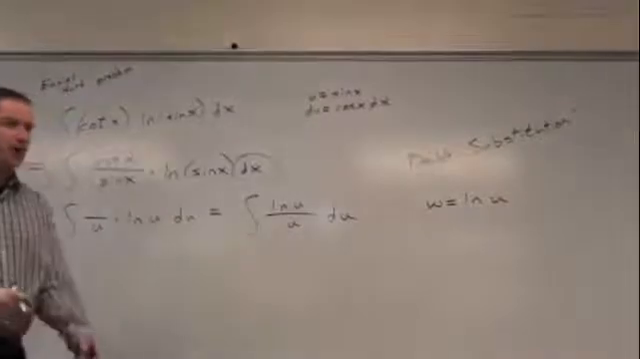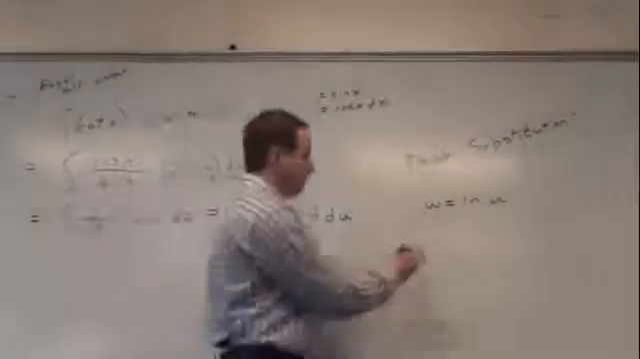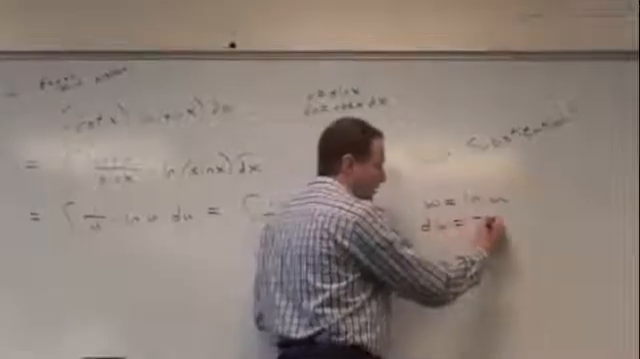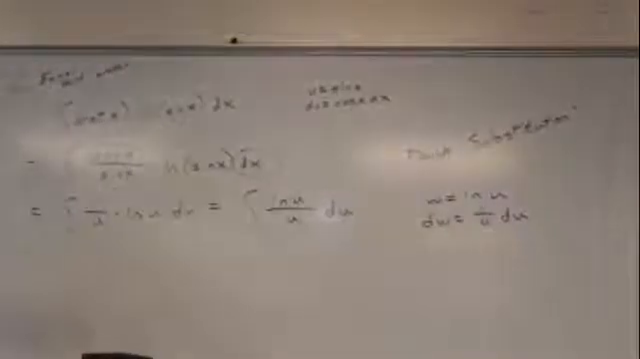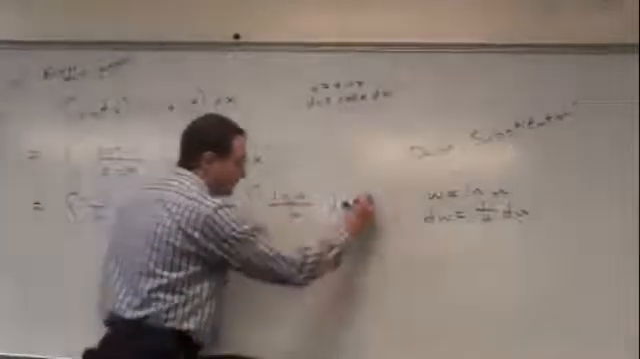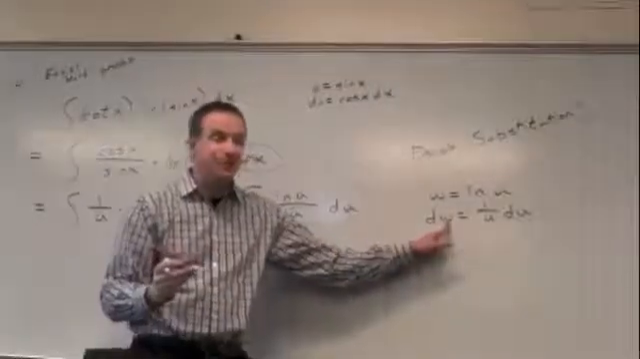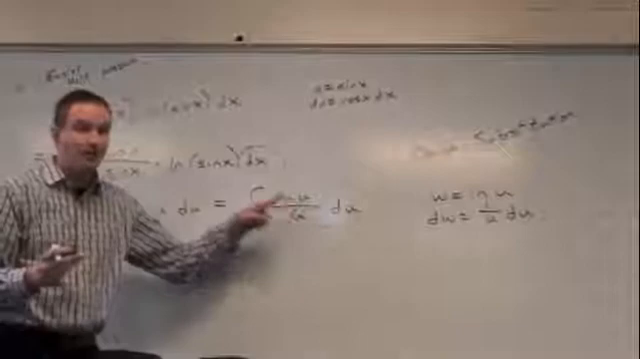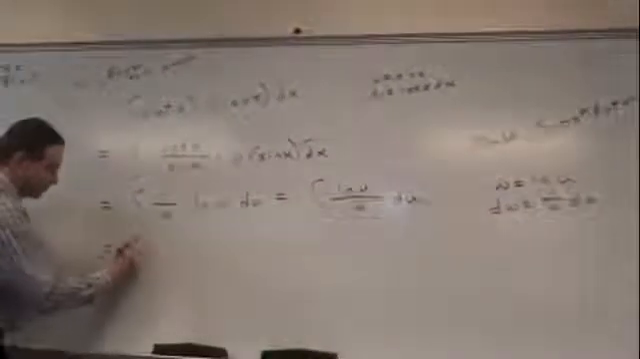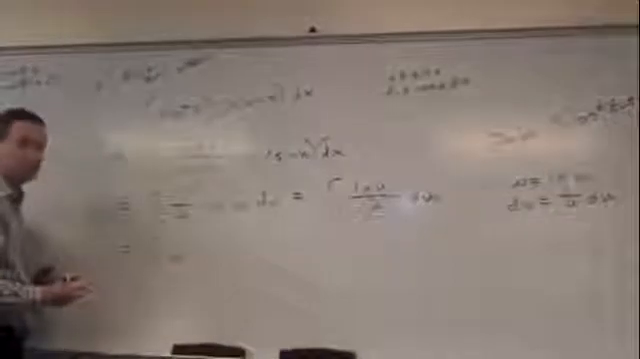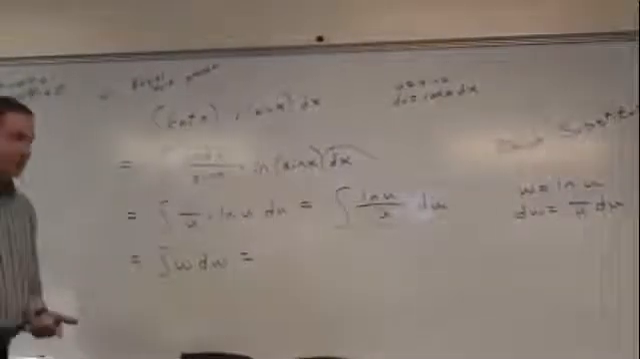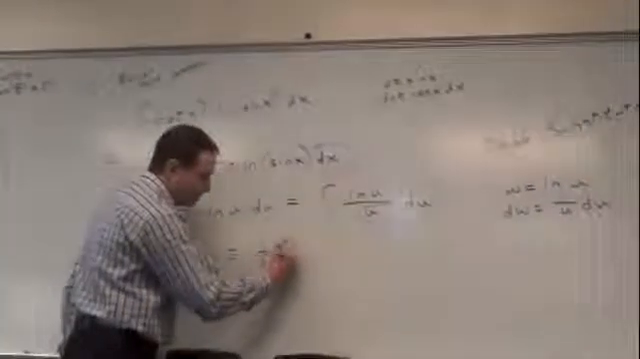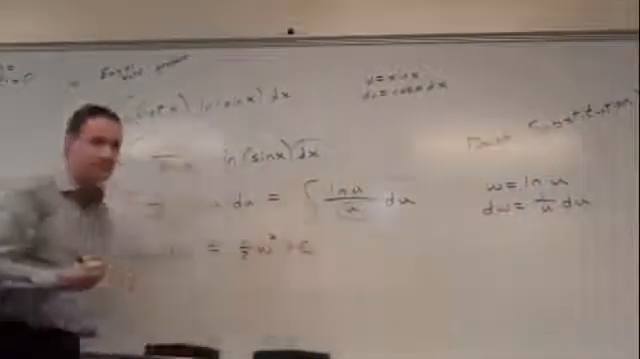So if w is the natural log of u, take the derivative of w. The derivative of w is going to be 1 over u with respect to u. And I say, do I see a 1 over u with respect to u in there? Yes. All of that becomes dw. And I can say, well, my numerator is just w. So this is equal to the integral of w dw. Which we can then say, well, the integral of w is just going to be w squared over 2, 1/2 w squared plus the constant of integration.